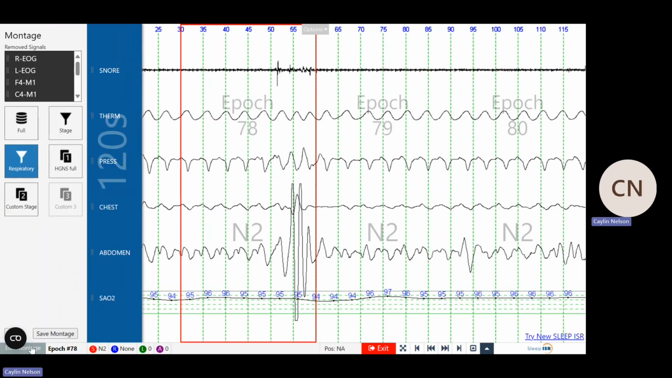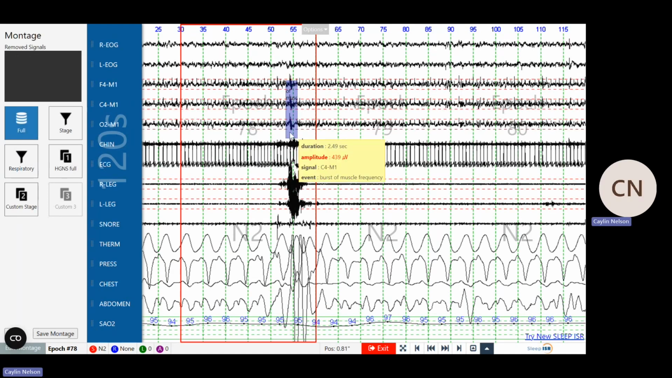So you have that increase in pressure. So let's see if it's an arousal that maybe caused that. So we have a burst of muscle frequency. So the patient likely moved a little bit. There's not really much going on in the snore channel, so I wouldn't say it's any type of coughing or anything like that. It's likely that the patient maybe just slightly changed positions or had a possible body jerk that occurred.